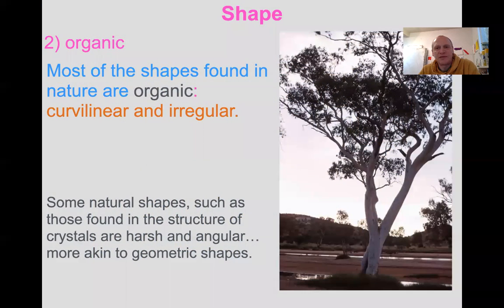And then the other type of shape, which I just mentioned, is organic. And most of the shapes found in nature are organic, so they're usually curvilinear and irregular. So I've got to say, though, that some natural shapes, like those in the structure of crystals, are harsh and angular, so more geometric. But most of the organic shapes we see are curvy, and they aren't regular.